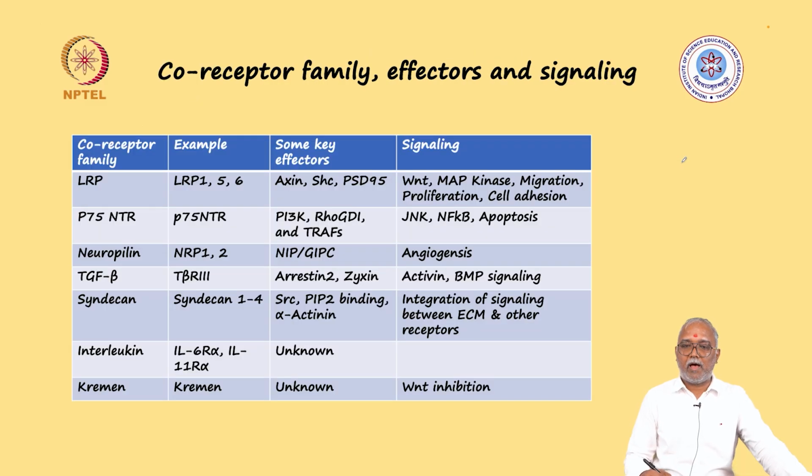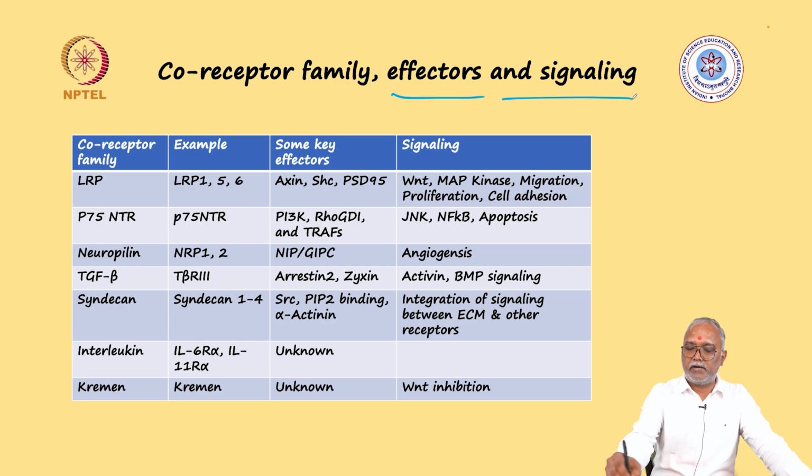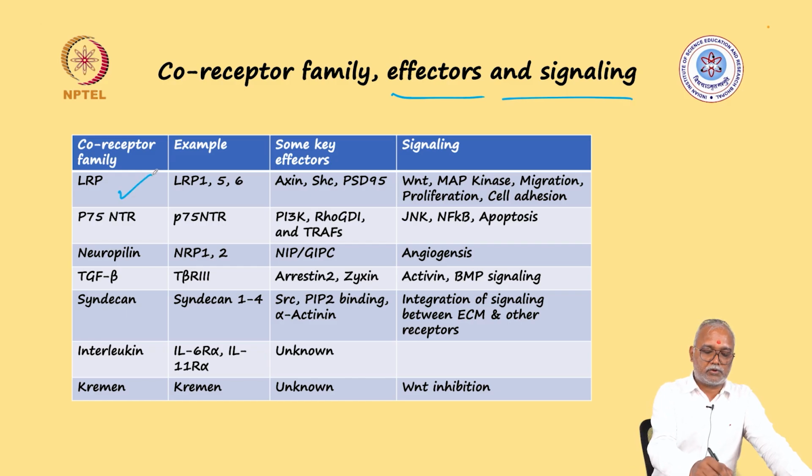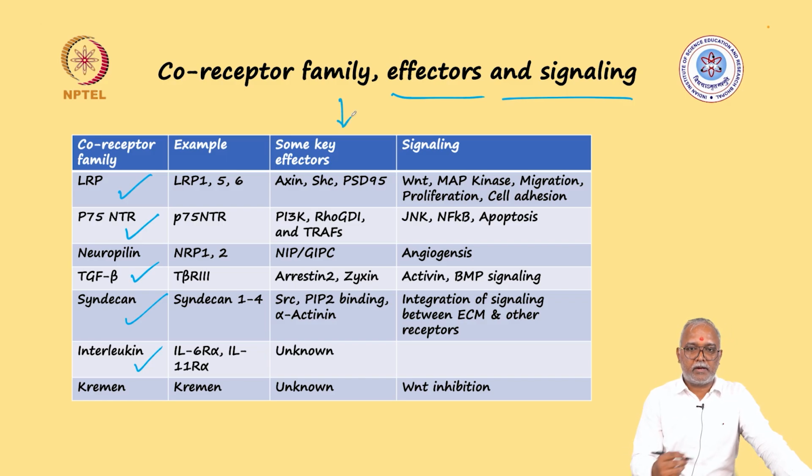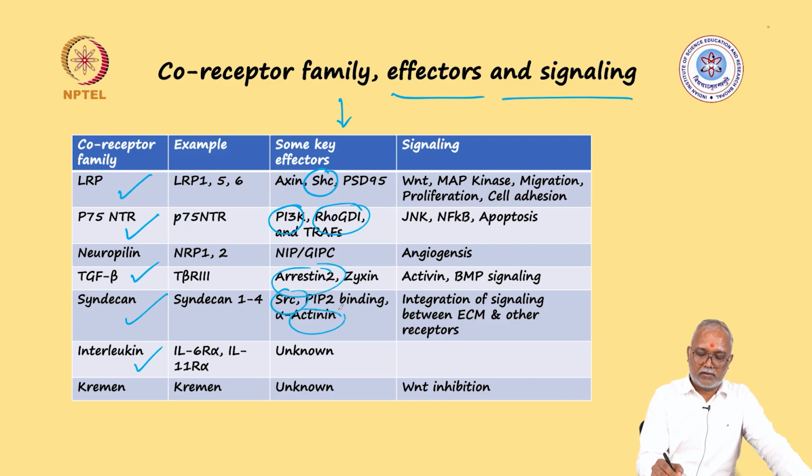So these receptors have been found in plenty and work through effectors and mediate the signaling. Independent of their receptor, sometimes they add to the functioning of the actual receptor. So there are co-receptor families like shown here: LRP, p75 NTR, syndecan, interleukin, or TGF beta. There are some key effector molecules, you would have seen some of them in previous classes, like SHC, PI3 kinase, RhoGDI, arrestin, Src, alpha-actinin, or PIP2 binding, and so on.